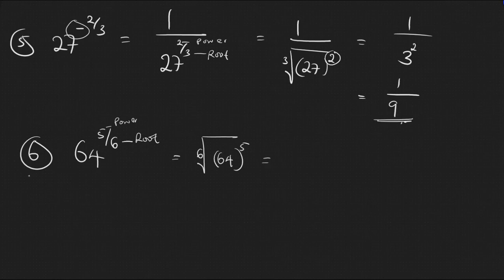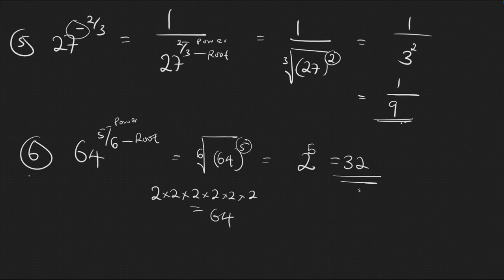So what are we going to multiply 6 times to give us 64? The number is 2. So 2 times 2 times 2 times 2 times 2 times 2 will give us 64. So the sixth root of 64 is 2. Remember, we still have the power here, which is 5. So 2 to the power of 5 is 32. So that's our answer.